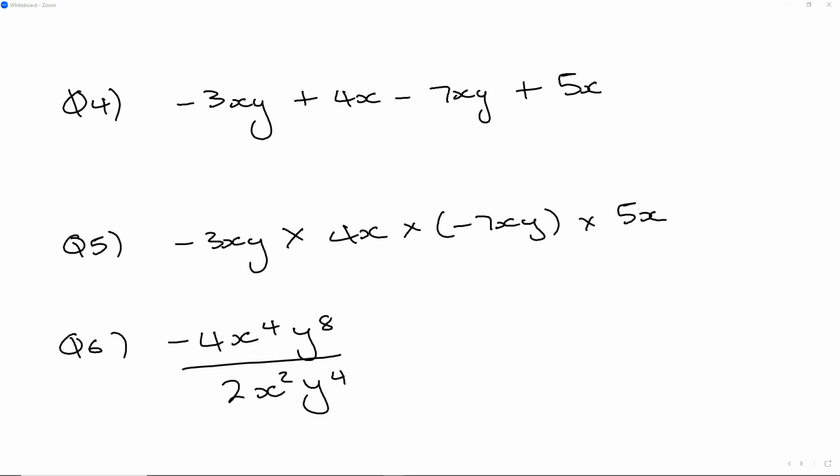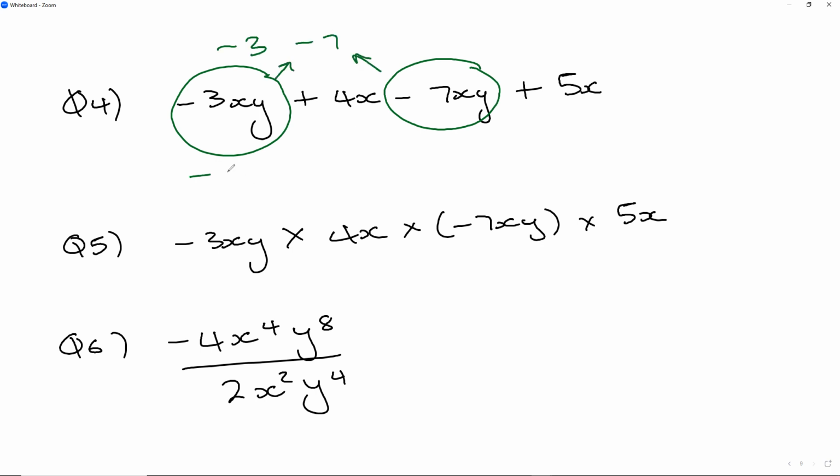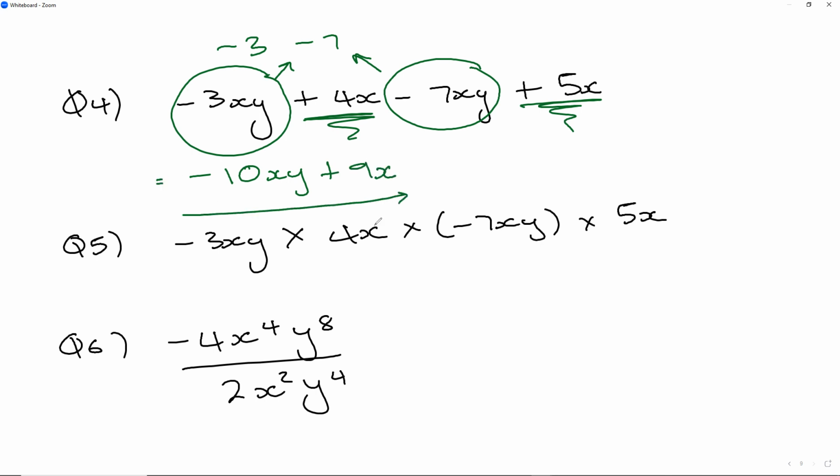All right, let's go through the first one, okay? So the first one here, I've got like terms. Take the sign with it. The negative 3 minus 7 becomes negative 10. So negative 10xy. 4x plus 5x is 9x. And we stop there.